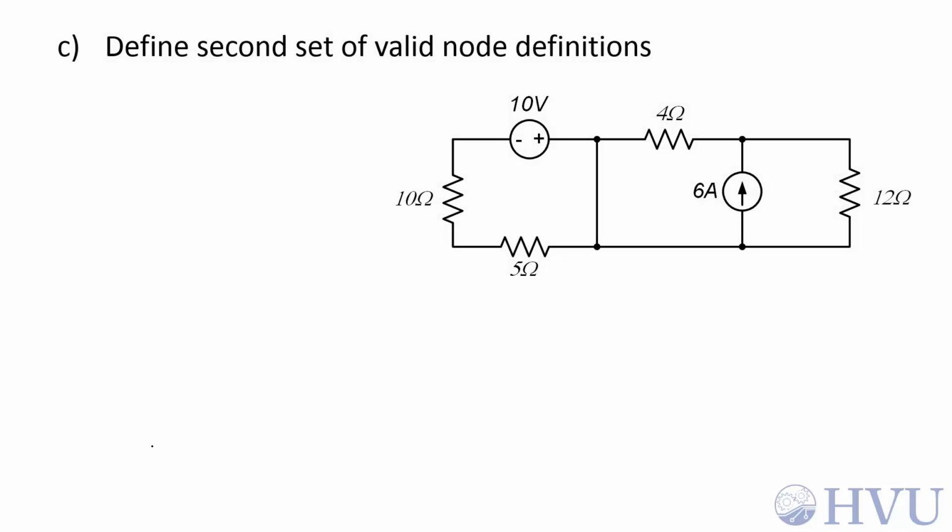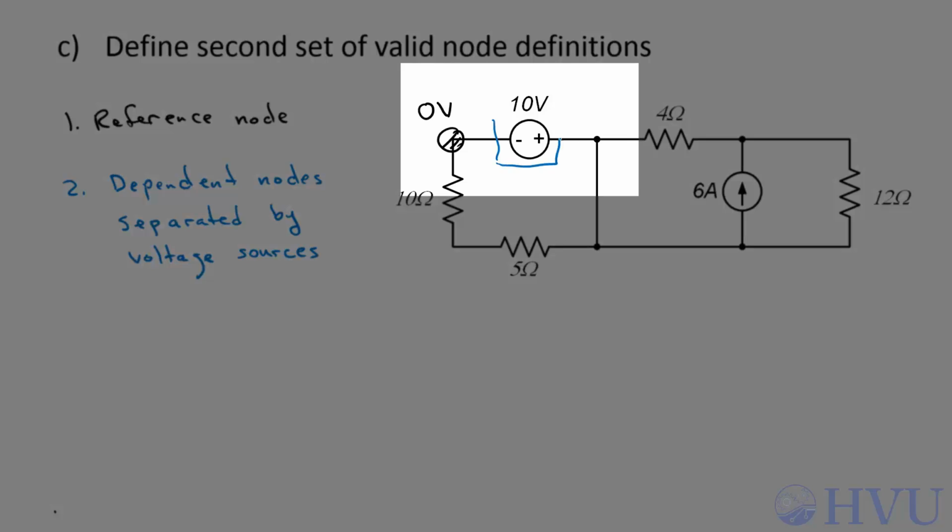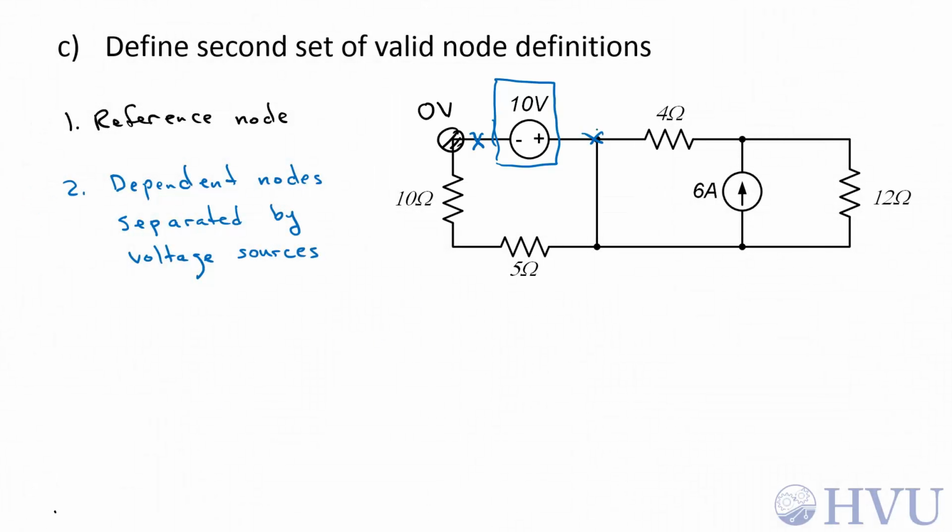Let's do this problem one more time with a different set of defined nodes. I'm still going to choose a reference node. Again, that's arbitrary. I think I'm going to choose this node here now to be my reference, and that's going to be 0 volts. Finding dependent nodes. Those are separated by voltage sources. So this voltage source here means that this node and this node are dependent.